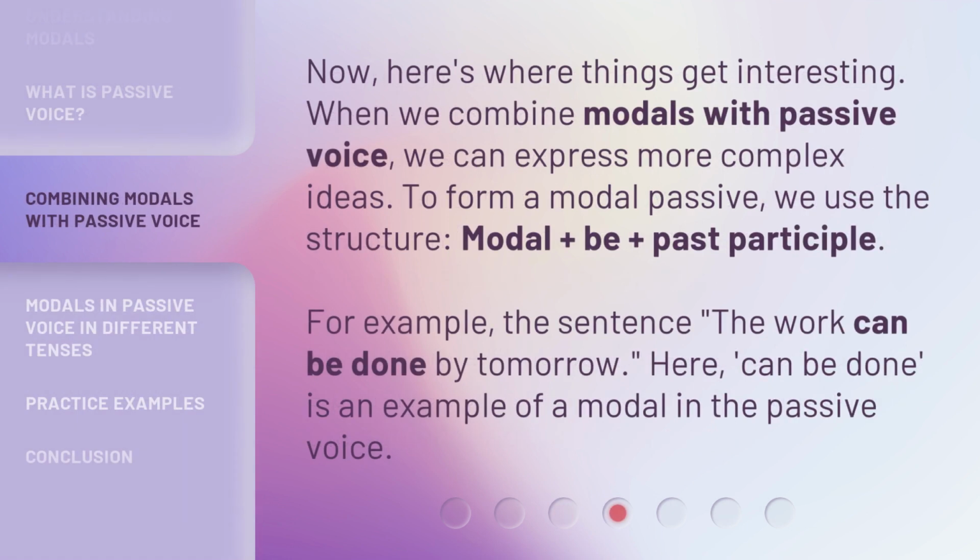Now, here's where things get interesting. When we combine modals with passive voice, we can express more complex ideas. To form a modal passive, we use the structure modal plus be plus past participle. For example, the sentence, "The work can be done by tomorrow." Here, "can be done" is an example of a modal in the passive voice.